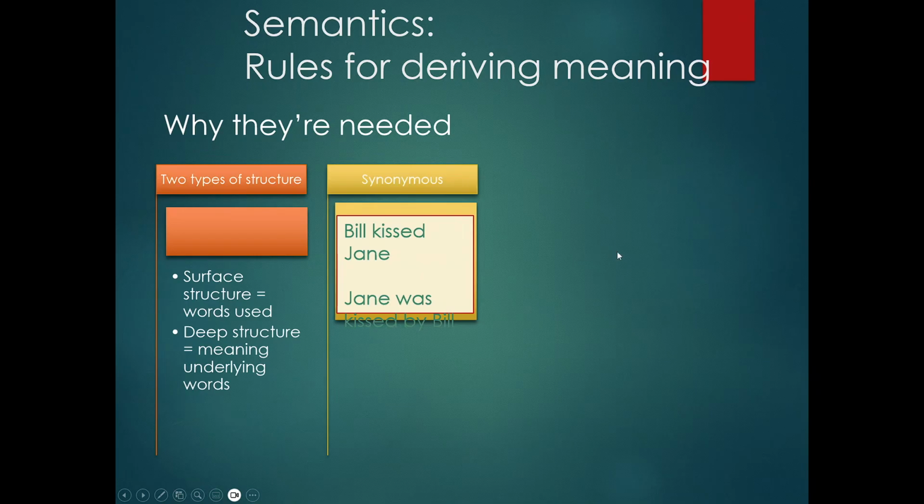So here we have what's called synonymous surface structure and deep structure. What synonymous means is that it doesn't matter which way you're phrasing this, it'll still make sense to you. So Bill kissed Jane is heard the same as Jane was kissed by Bill, right? The surface structure and the deep structure match in this. So it doesn't really matter. I'm sorry, the surface structure doesn't match, but the deep structure does. It doesn't matter what order.